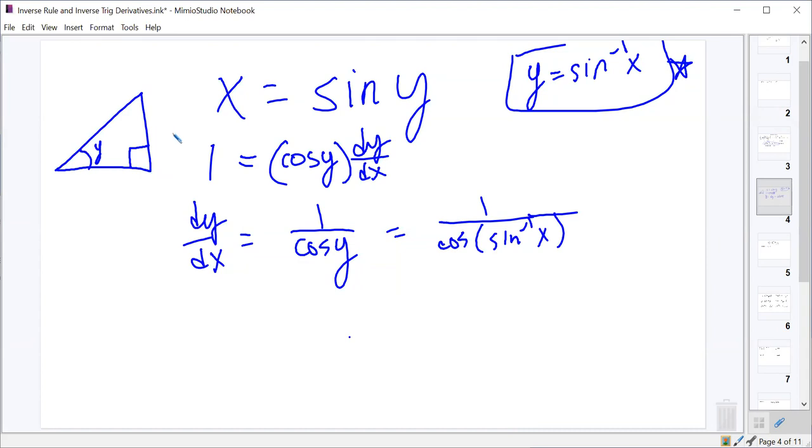What's the ratio for sine? Sine is the opposite over the hypotenuse. So if I have sine y equals x, then the opposite side should be x, and the hypotenuse should be 1. True? Okay. Could I find this adjacent side using the Pythagorean theorem? Yeah. Okay. If I were to try to do that, what would I get?